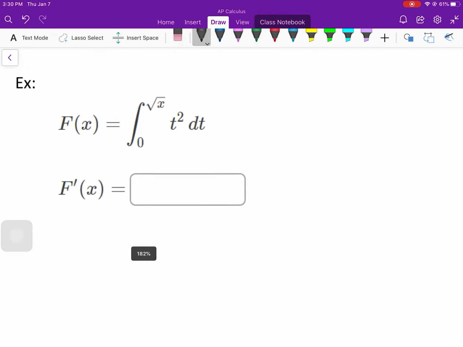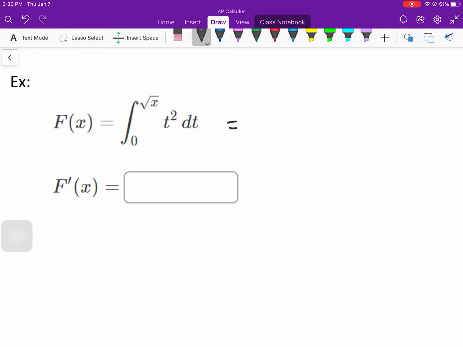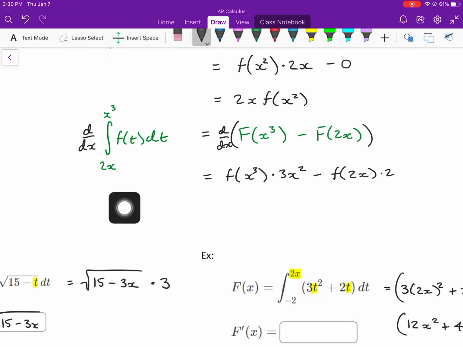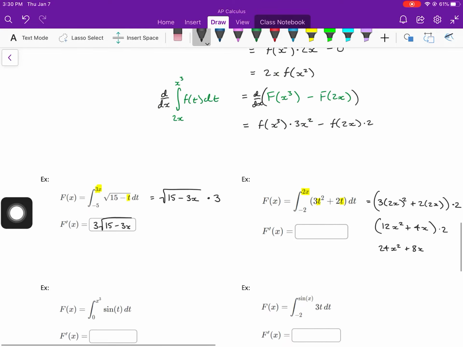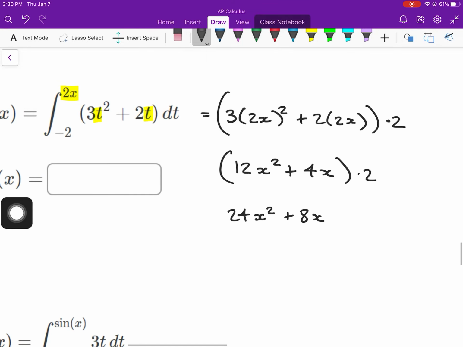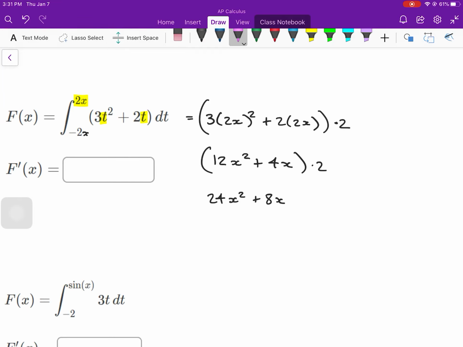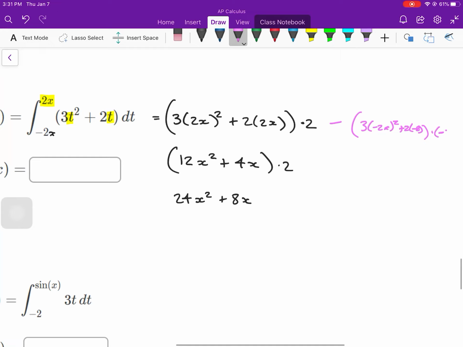And this just keeps on going. I mean, this is the most difficult one here, and it's nice that the lower bound's a constant. If the lower bound was something like 2x, you would end up subtracting that function from itself, just plugging in that 2x instead. So same idea, let me go back to this example. Let's just say this was minus 2x here, right? Then we would have minus 3 times negative 2x squared plus 2 times negative 2x, and then times negative 2. We would just put the minus there and then the same function just with the negative 2x plugged in instead, and then chain rule the bound.